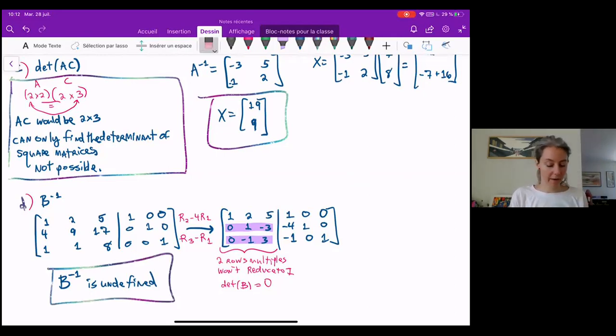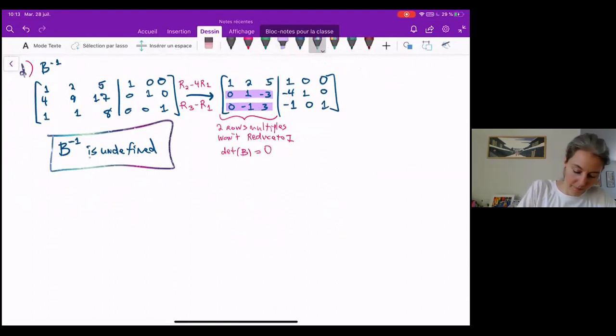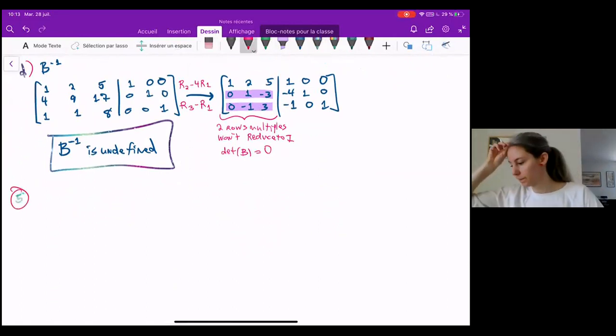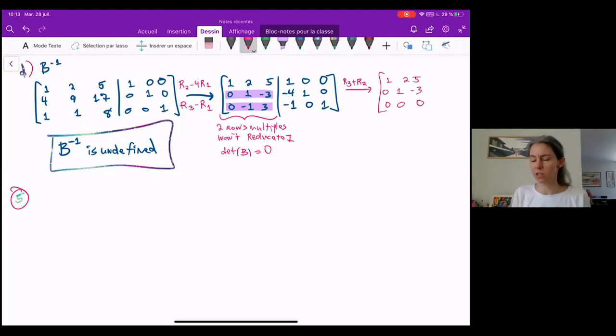All right, 5. Any questions about 4? Absolutely. If you wanted to right here, if you're still unsure, you could keep going and you could do row 3 plus row 2. And then you would have 1, 2, 5, 0, 1, negative 3, 0, 0, 0. Do you see what I mean? So if you did that one extra step, it's not a problem.